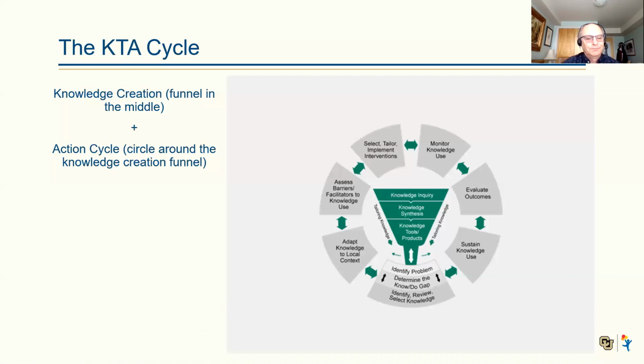Thank you for sharing those pieces of the knowledge to action framework with us. My next question for you is, can you describe what makes this framework especially well suited for planning pragmatic research?